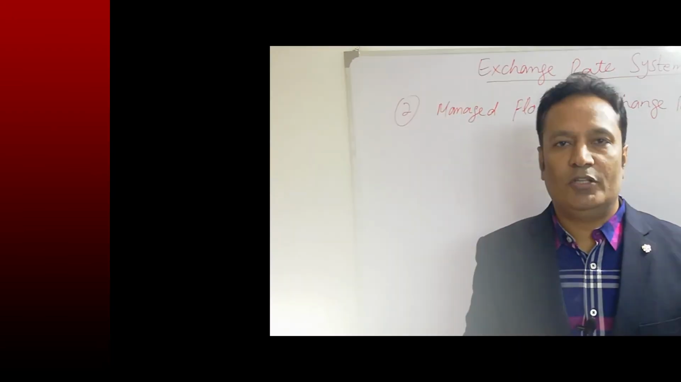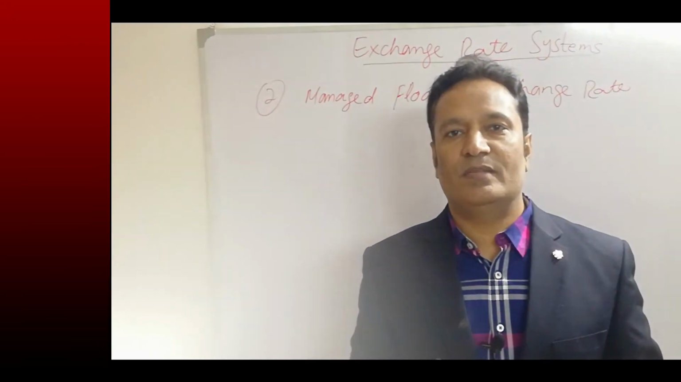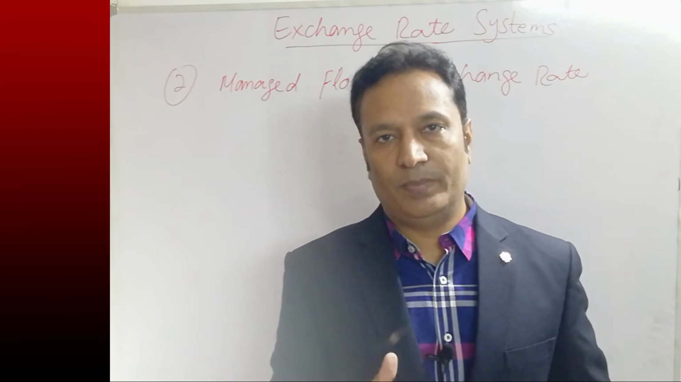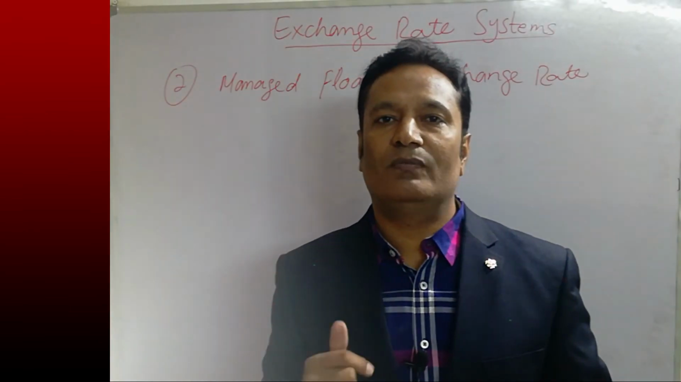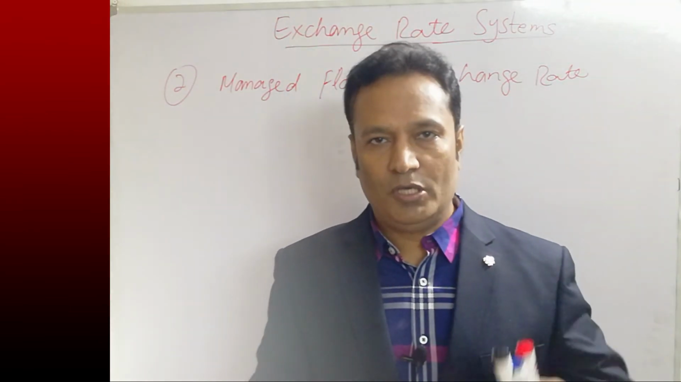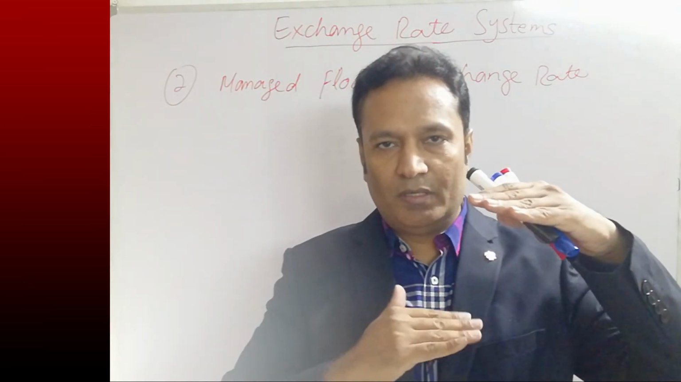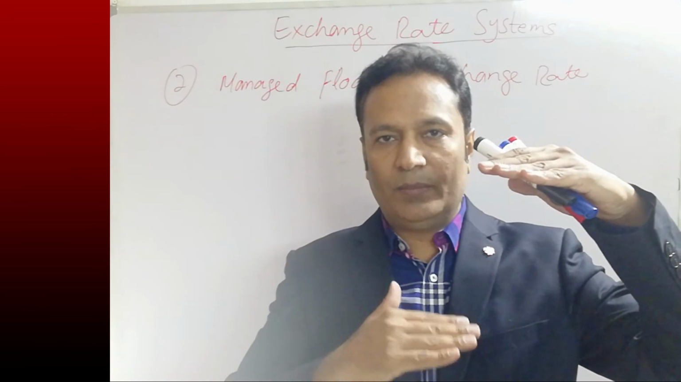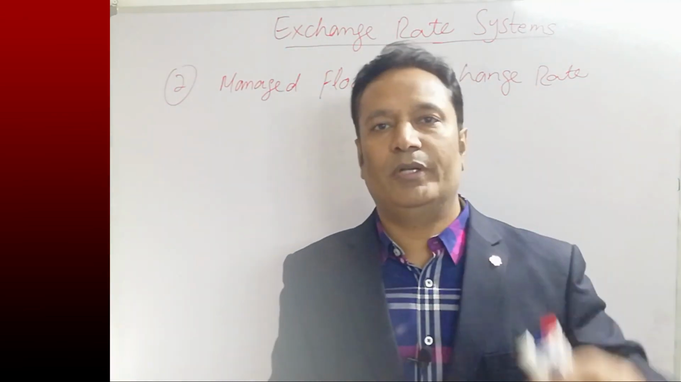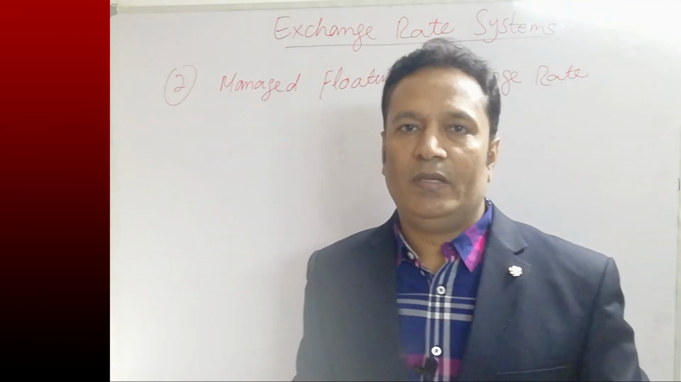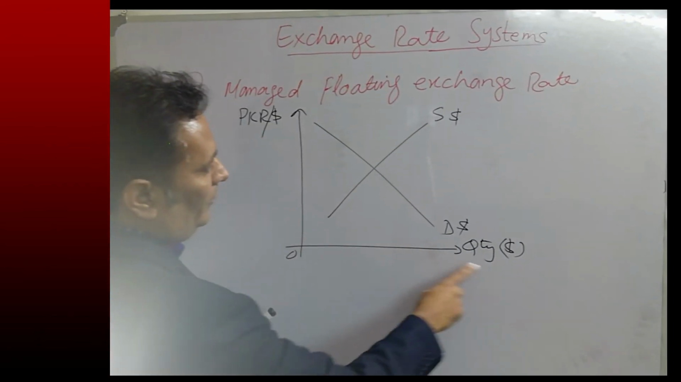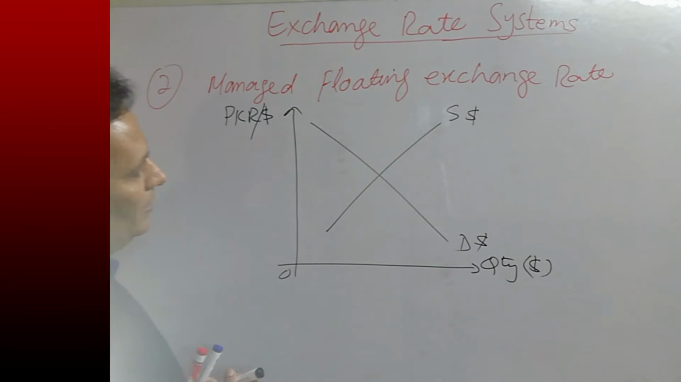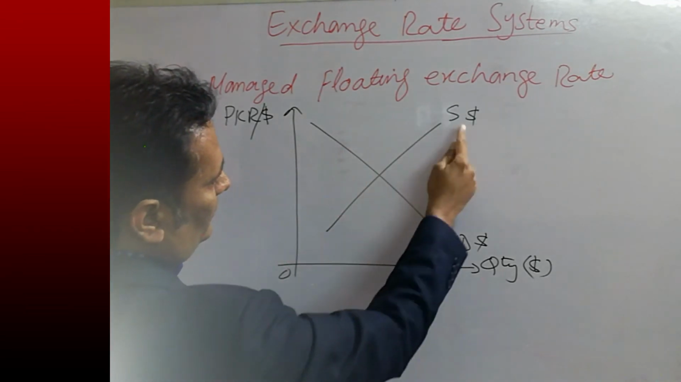The second method of exchange rate determination is managed floating exchange rate, and this system is controlled by the central bank of the country using foreign currency reserves to keep exchange rate of certain currency between the limits. It cannot go above the higher limit and it cannot go below the lower limit, and we can see it graphically. So we show quantity of dollars on X, PKR per dollar on Y, and this is demand for dollar and this is supply of dollar.